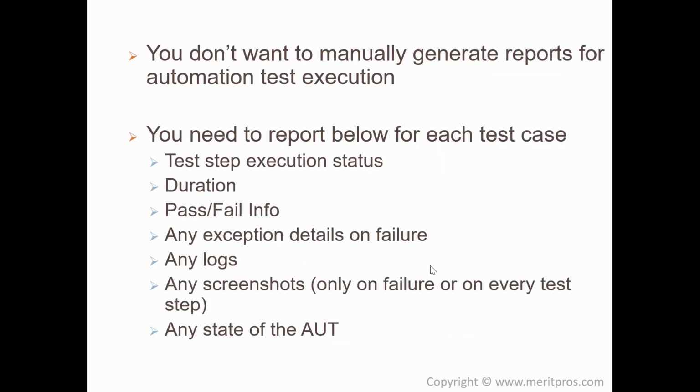You don't want to manually generate reports for automation test execution. If you want to manually generate reports, that will take a lot of time. Even that is not recommended, because you have to do reporting for every test execution. Even that is manual work, you want to avoid that. So definitely reporting should be automated. So use an industry standard reporting framework like Extent Reports and make it part of your CI setup.